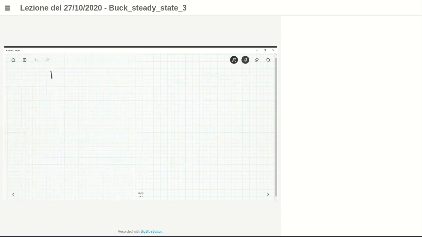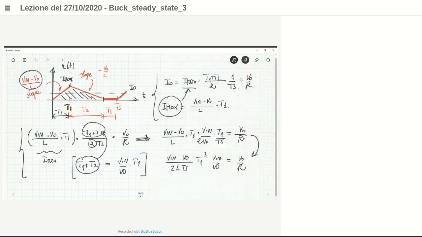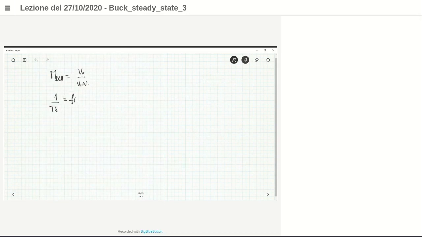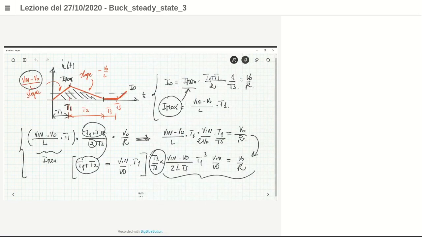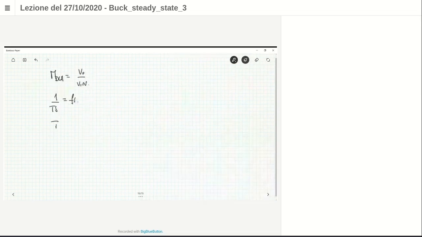Now M DCM is V naught over V in, and 1 over Ts, if you want, is the switching frequency. So let me rewrite this expression here, and suppose that I multiply by Ts divided by Ts. Okay, so I just multiply this expression by 1. If you do this multiplication here, what do you get? First of all, we can extract. Let me discuss step by step.